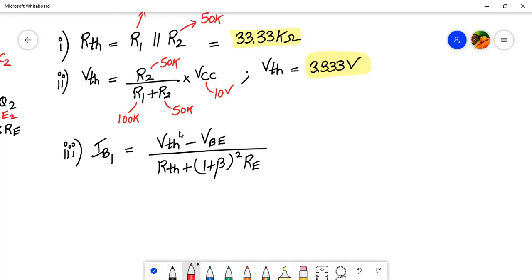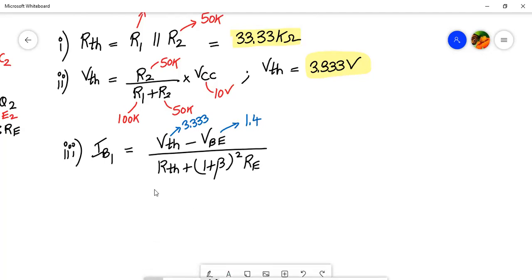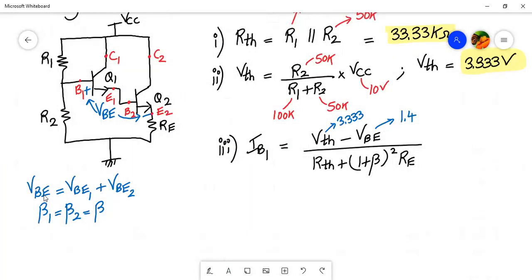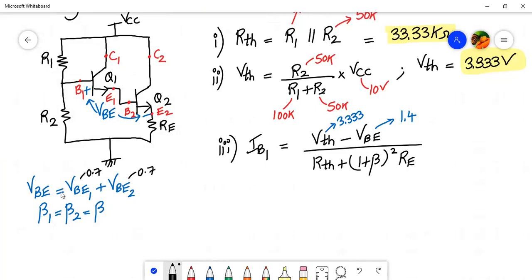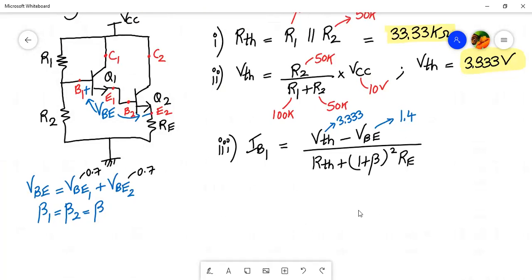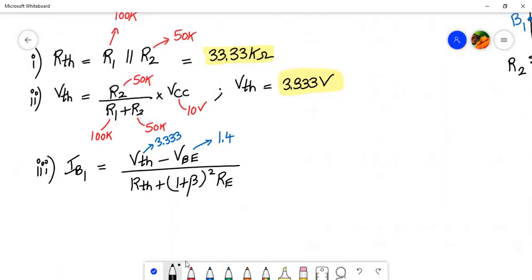All right. So here, the value of VTH is 3.333. The VBE value is 1.4. Why is it 1.4? Because VBE is VBE1 plus VBE2, and these values are 0.7. Right? So total VBE will be 0.7 plus 0.7. That is 1.4. Okay, I hope that is clear.